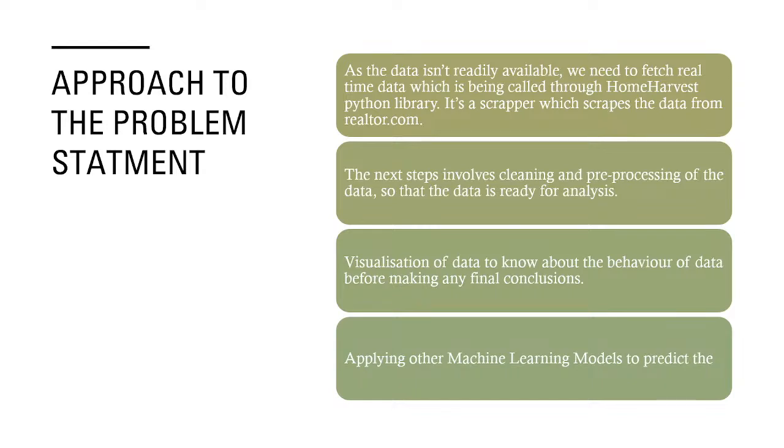Web scraping is a method in which we make calls to the servers, collect the data, and store it locally. In the current project, I'm making use of HomeHarvest, which is a Python library that uses realtor.com for web scraping the data. We get the data we require via HomeHarvest, and I'm storing that in the form of a CSV.